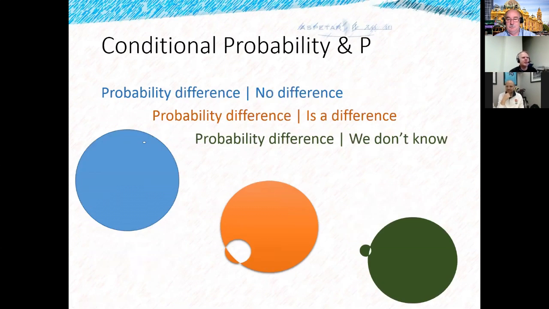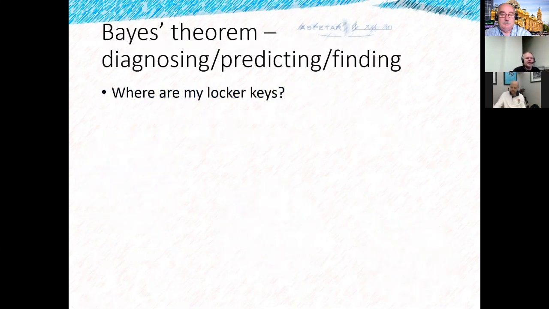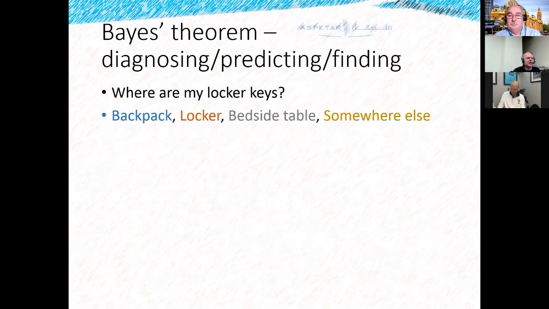So, the probability that there's a difference given that there was no difference. This was what we were talking about before with what the null hypothesis is based on. That tells us nothing about the probability that there's a difference given that there is a difference, or this is where we usually live. I want you to tell me that there's a probability that the difference we saw is real, given that I don't know if there's a difference in there or not. And we can't get in between it. So the example that I like for this is I'm always losing my locker keys.